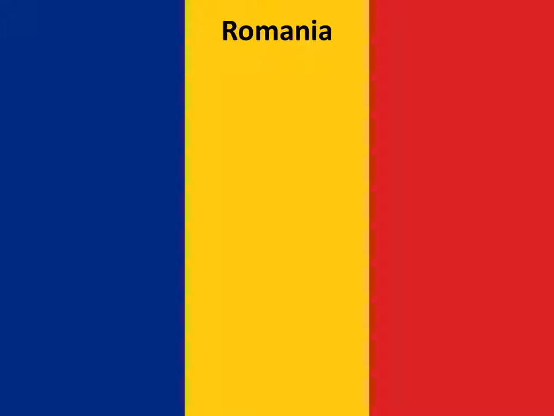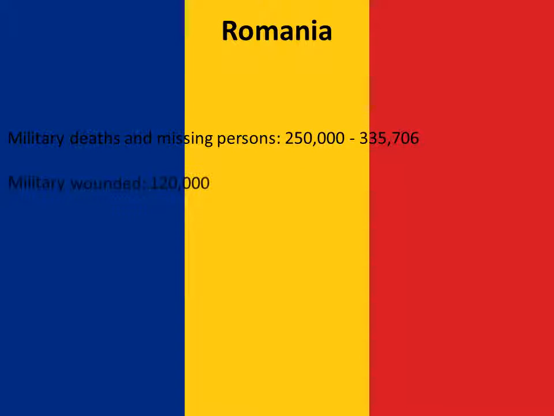Romania. Military deaths and missing persons is numbered at 250,000 to 335,706. Military wounded is numbered at 120,000. Civilian deaths and missing persons is numbered at 130,000.